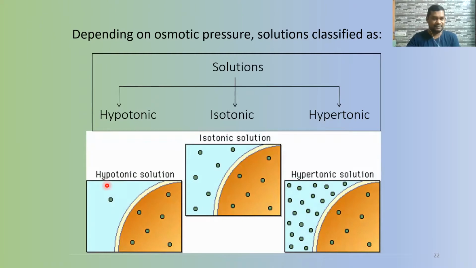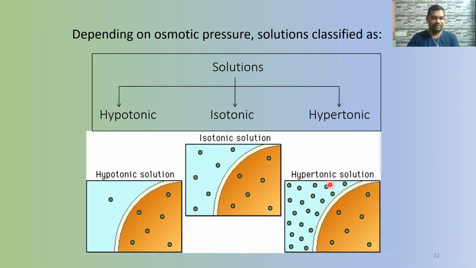So basically hypotonic means what? Hypo means less. Now this orange part you consider as the plant cell and ये बाहर का solution outside the cell. So compared to inside the cell and outside the cell, you can see more solute particles here, less of them over here. So it's a hypotonic solution.